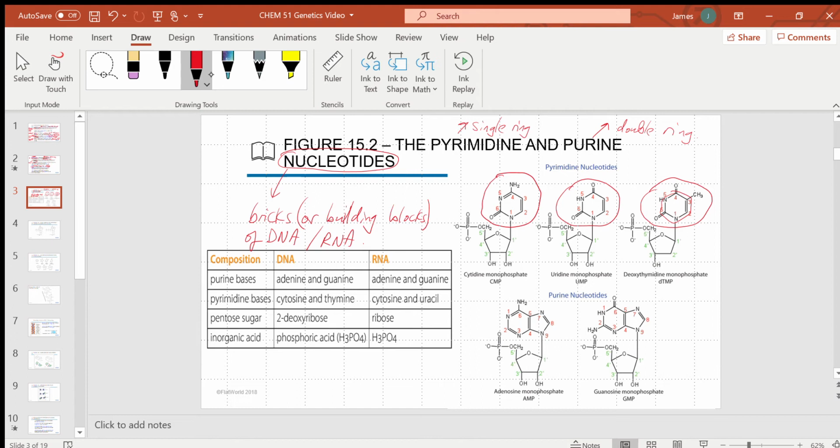These bases, on the other hand, have double rings, a hexagonal ring or a hexagon, and then a pentagon or a pentagonal ring. Double rings means these are purine rings. Okay, so we have pyrimidine rings and purine rings. Okay, let's clear that up now that we've pointed that out.